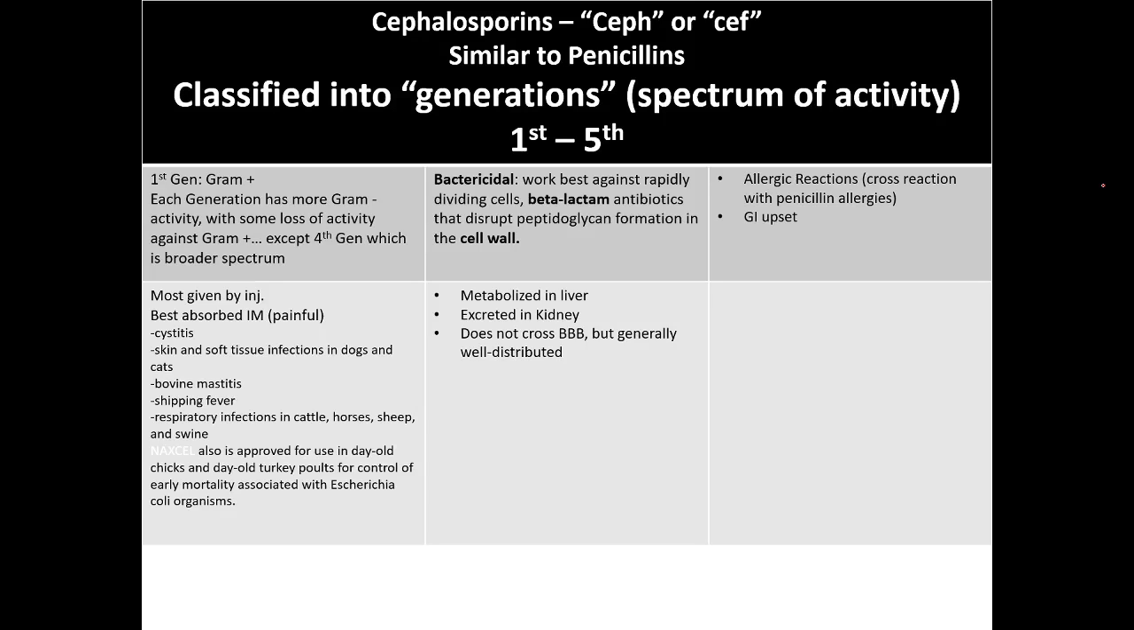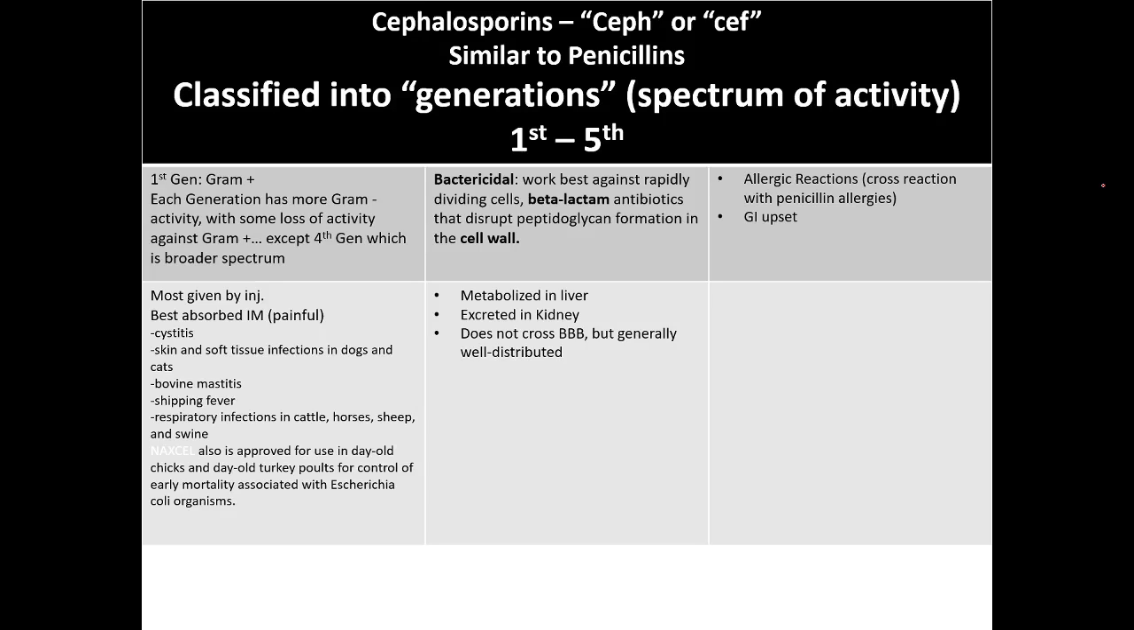Cephalosporins: anything that starts with or has in it CEPH or CEF. These are similar to penicillins. And when we talk about cephalosporins, we have to talk about what generation they are. The generation tells us their spectrum of activity. Are they gram-negative, gram-positive, broad spectrum? It tells us more about it. And it's generations 1 through 5. First generation tend to be more gram-positive, and each generation after that, second, 3, 4, 5, has more gram-negative activity with a little bit of loss of the gram-positive activity, except for fourth generation, which has a broader spectrum.